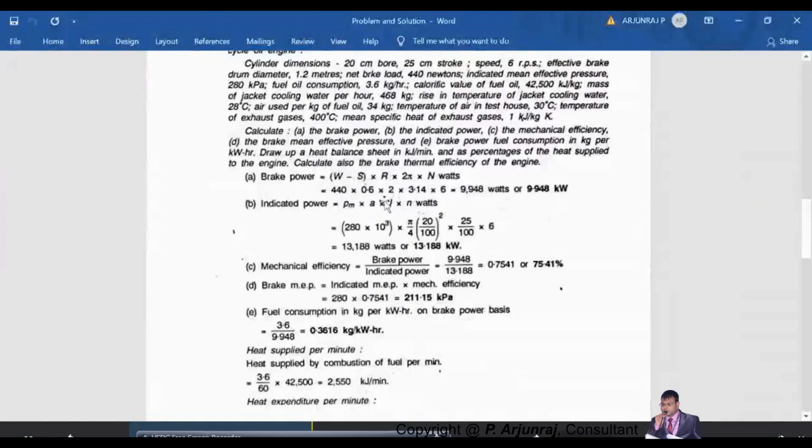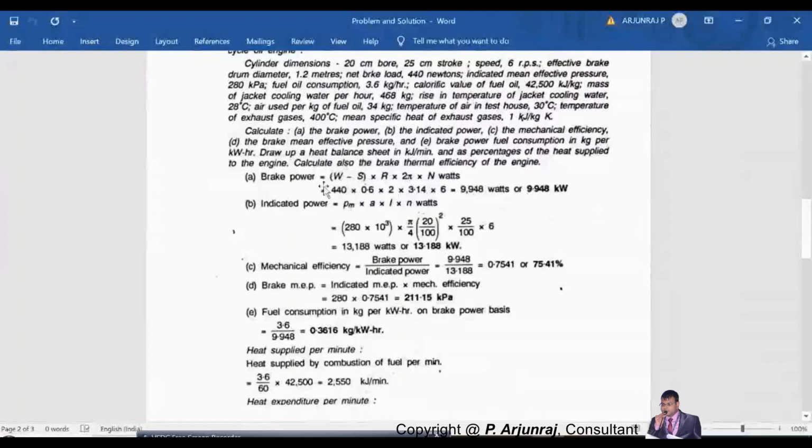So here, torque is nothing but load into perpendicular distance. The load is in the form of Newton. Force is nothing but load. So here 440 is the load actually. And the perpendicular distance is the effective diameter divided by 2. So the effective diameter 2.2 divided by 2 will give you the perpendicular distance basically.